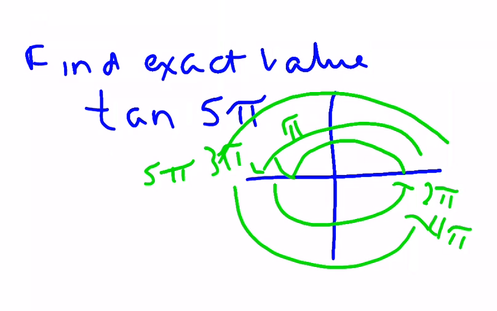So I can change this to say the tangent of pi, because it's going to be identical. The tangent of 5 pi is going to equal what the tangent of pi is. And you can either use your calculator or figure it out, either way. But the tangent of pi is 0. So the tangent of 5 pi is also 0.